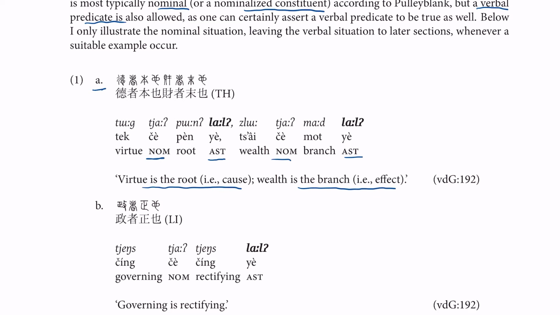Okay, so we can understand the structure of the sentence like this, which means that the matter of virtual, or the thing that we call virtual, is the root. So we say, as for virtual, it is the root, and as for wealth, it is the branch. That's how this lao construction works.